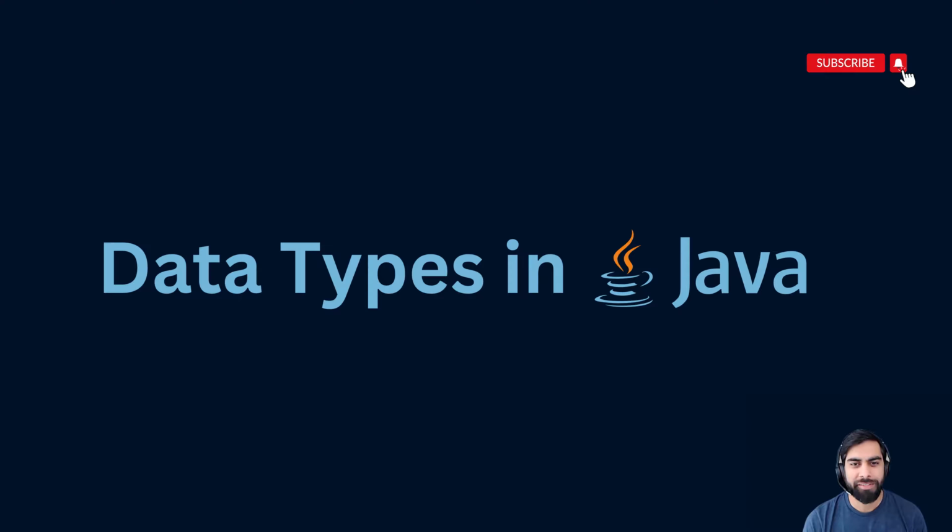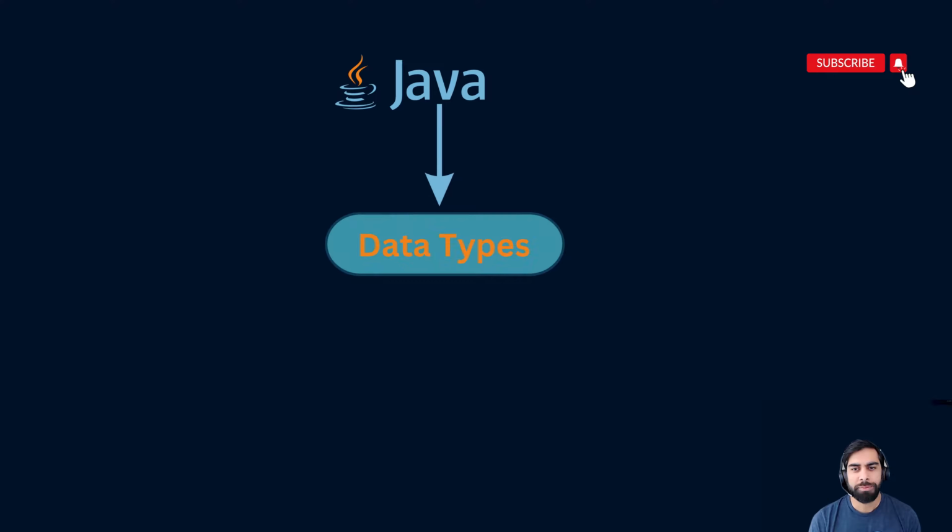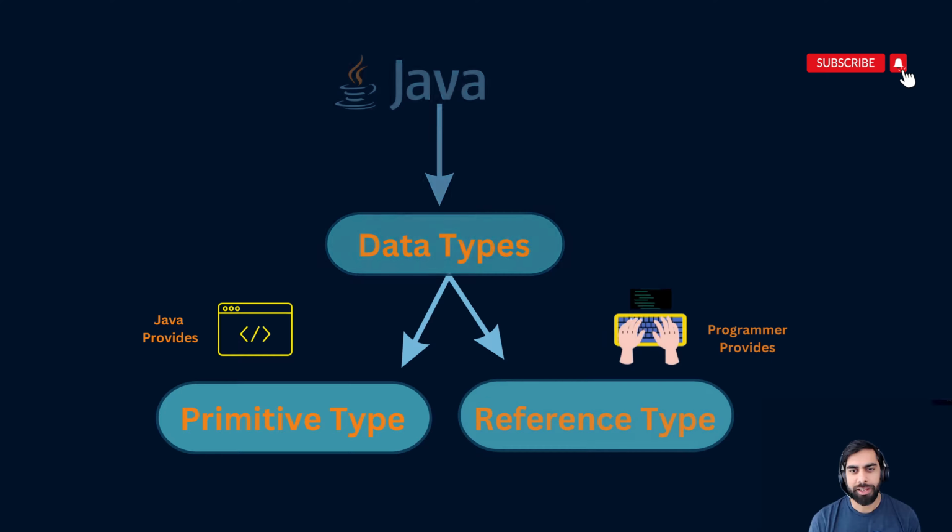In this video, I will explain what data types are, why they are important, and the different data types available in Java. Data types are a way of classifying data in Java. They tell the compiler how much space to allocate for the data and what operations can be performed on it. There are two main types of data types in Java, primitive data types and reference data types.